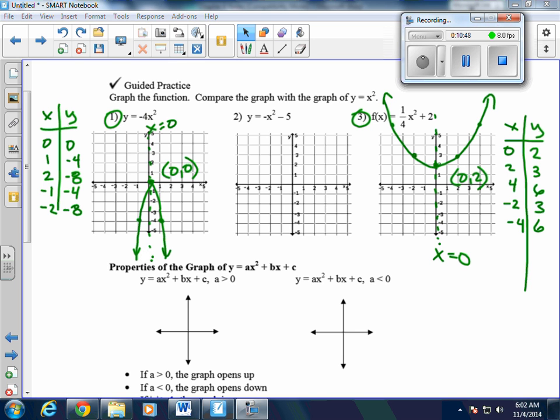Number 3, if we compare that one to the parent function, it now has a vertex of 0, 2. They have the same axis of symmetry, which is x equals 0. And so this one is wider than our parent function, and it was shifted up 2 units.